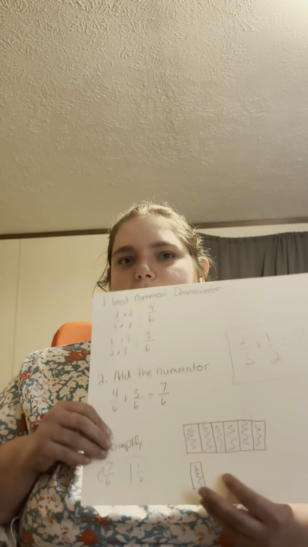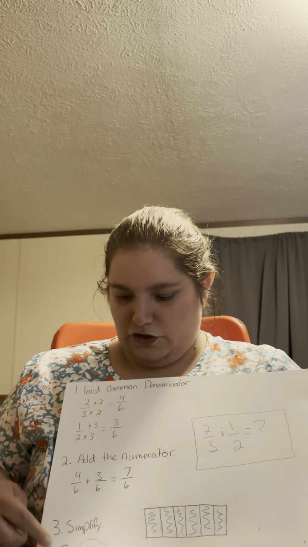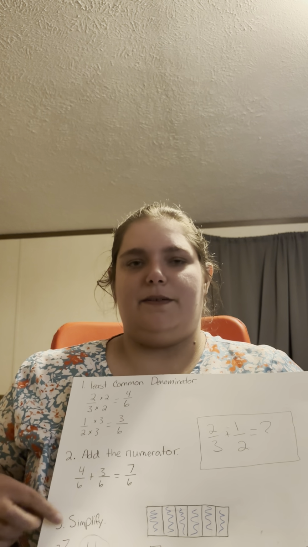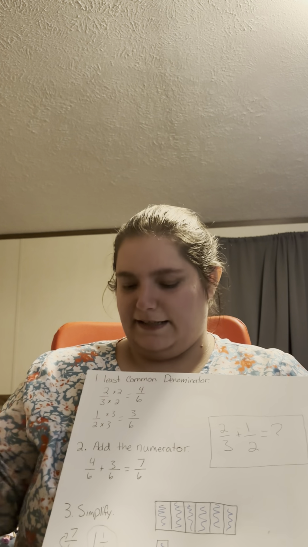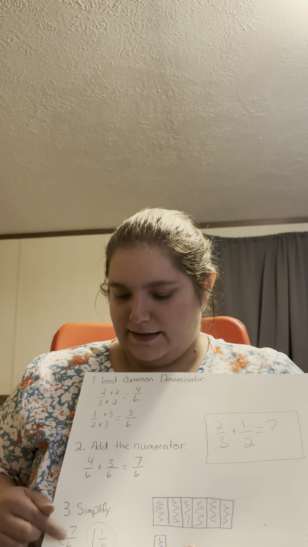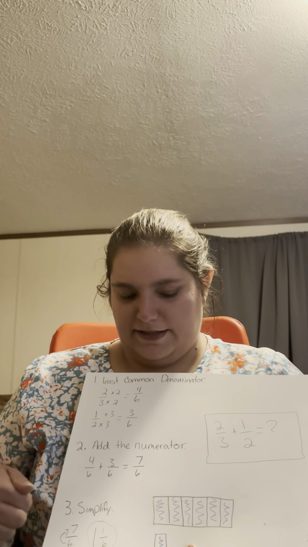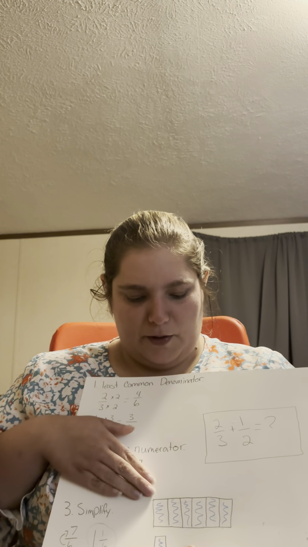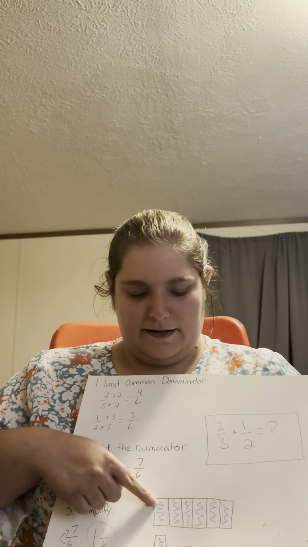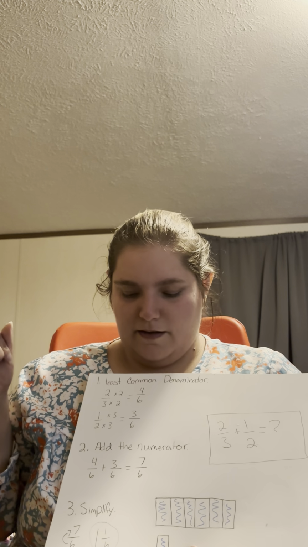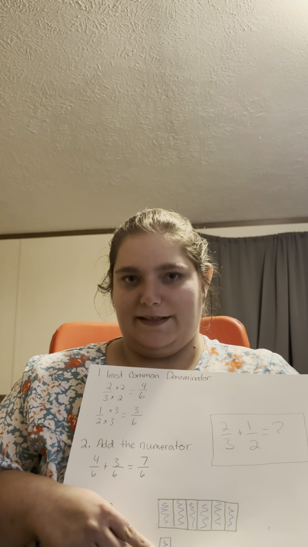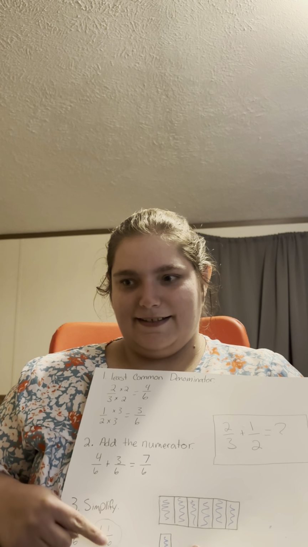So what do we have to do next? Well, we need to simplify. We turn it into the simplest version. So we have 7/6. How much is that? Well, if we had a bar with 6 slots, because our denominator is 6, we could fill up all 6 of them and have 1 left over. And what's that? That'd be 1/6. So we have 1 and 1/6.